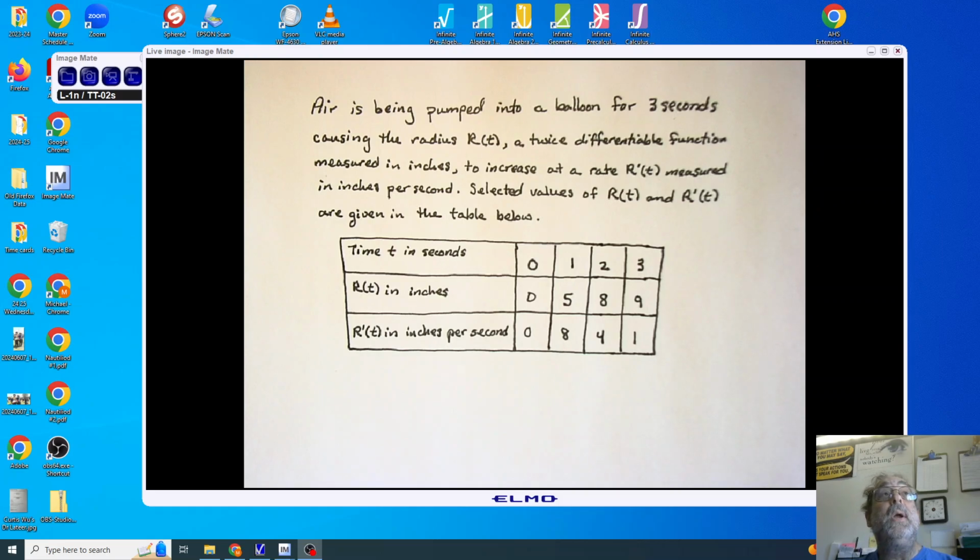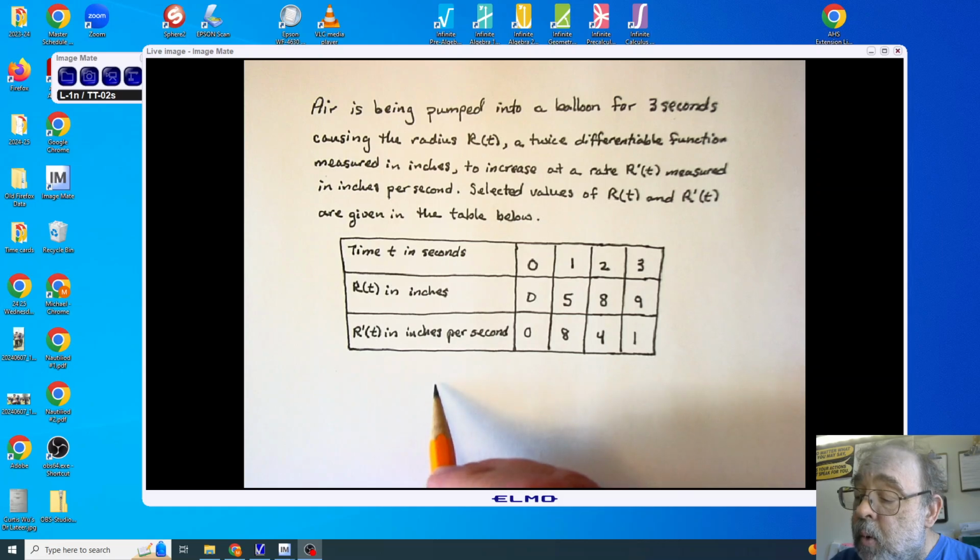Now in front of you, you're looking at a question. Air is being pumped into a balloon for 3 seconds, causing the radius r of t, a twice differentiable function measured in inches, to increase at a rate of r prime of t measured in inches per second. Selected values of r of t and r prime of t are given in the table below. In this table, time is our x, r of t is our y, and r prime of t is our inches per second.